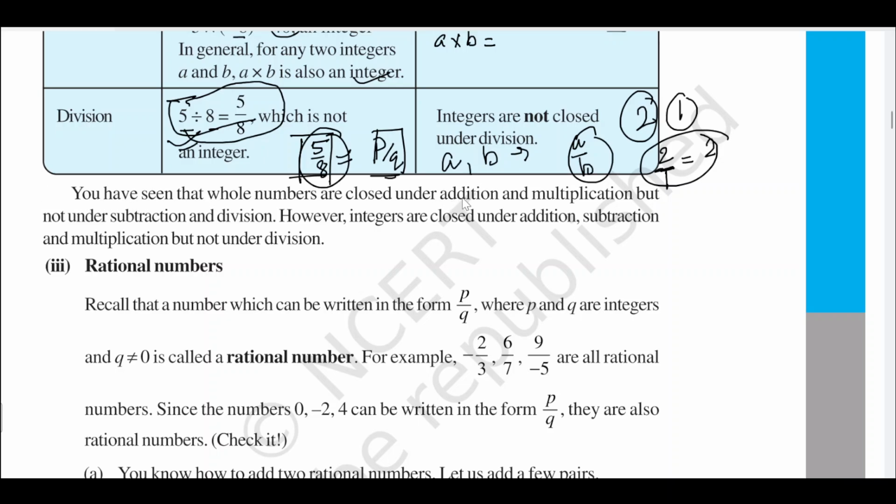You have seen that whole numbers are closed under addition and multiplication, but not subtraction and division. However, integers are closed under addition, subtraction, multiplication, but not under division. So, whole numbers were closed under addition, multiplication, but not under subtraction and division. But integers were closed under addition, subtraction, multiplication, but not under division.